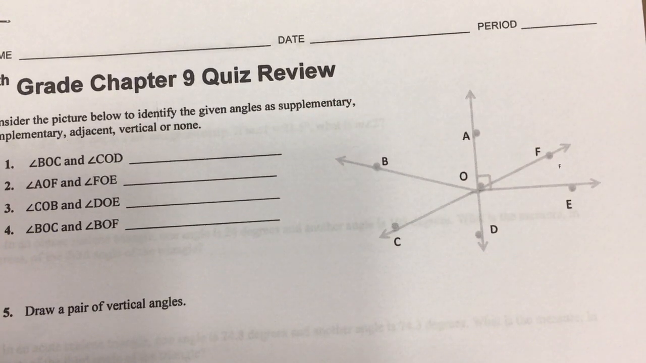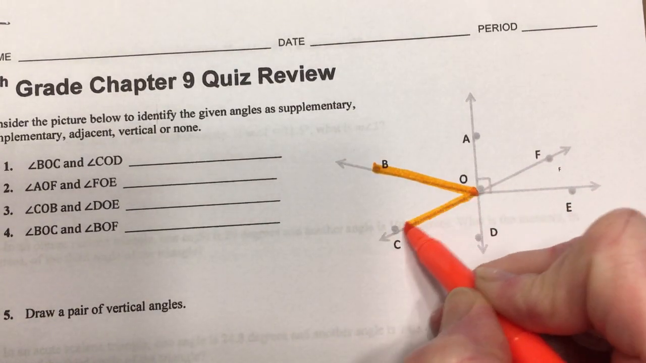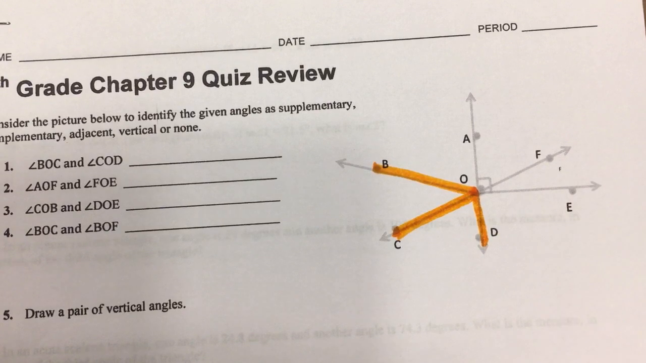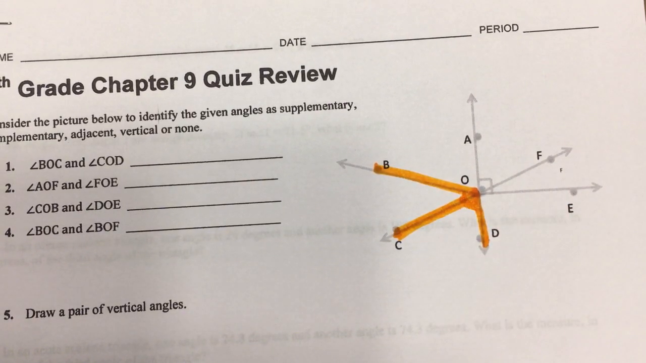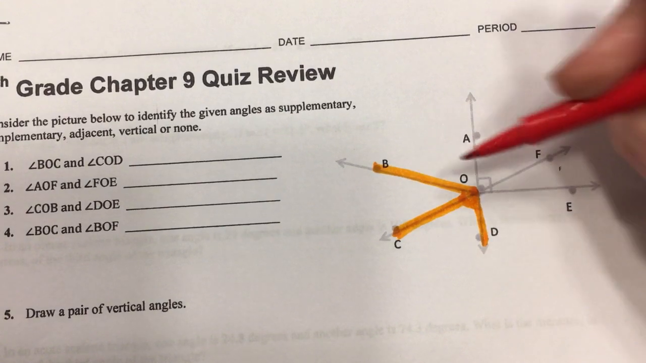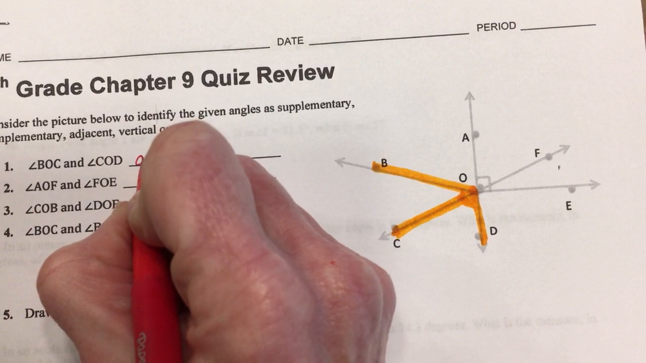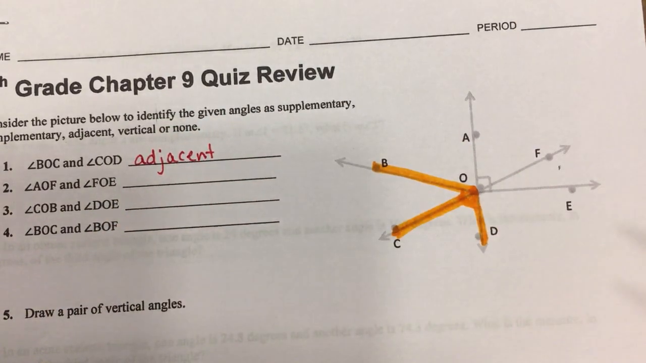So if we identify those angles, BOC would be this one here, and COD would be this one here. So we can see that they're together, they look like this. All right, so they're definitely next door to each other, so they're neighbors. That would make them adjacent, which means they can't be vertical if they're right next to each other.